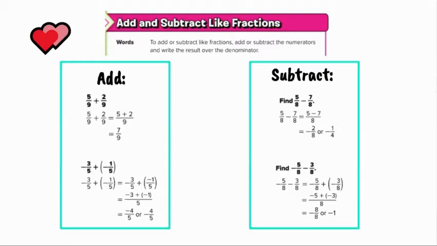Let's look at how to subtract like fractions. So once again, we're going to do the same thing. So we're going to subtract the numerators. 5 minus 7 equals -2. And then we're going to write everything over the denominator, which is 8. So our answer is -2/8. But of course we always need to simplify when we're working with fractions. So we'll simplify that, and that will turn into -1/4.